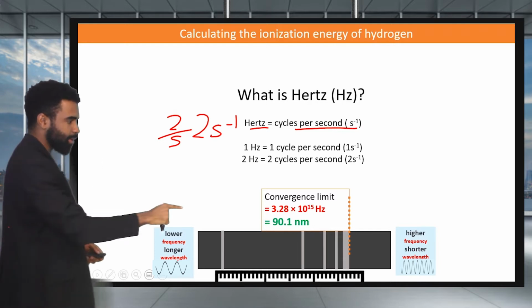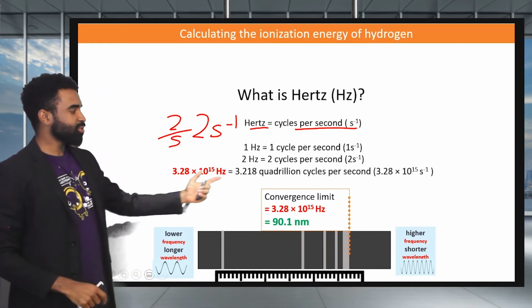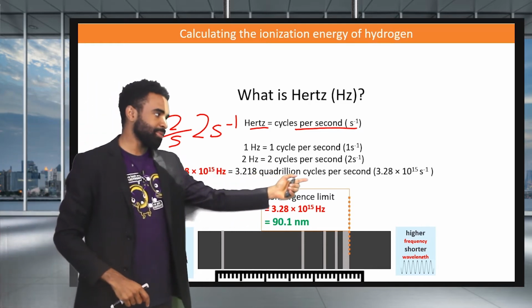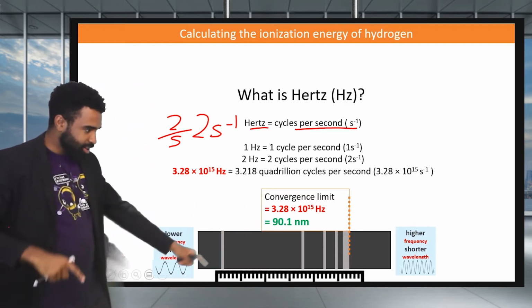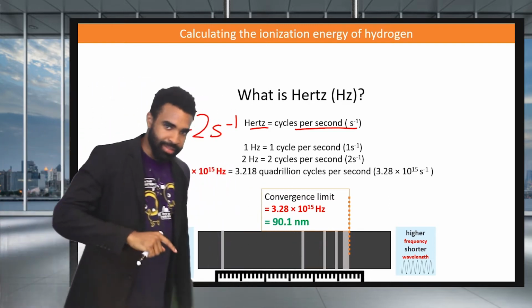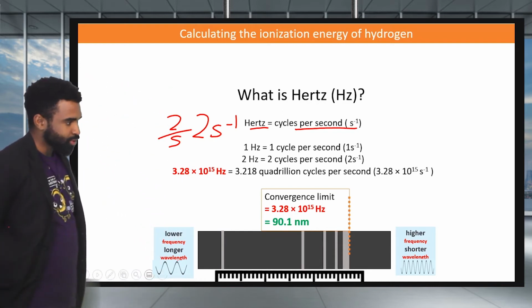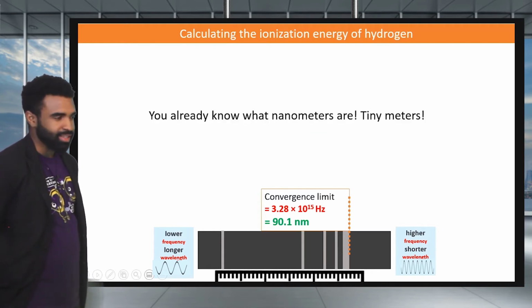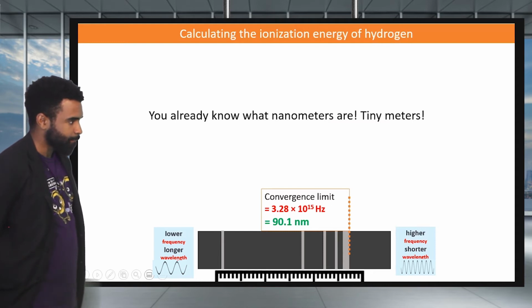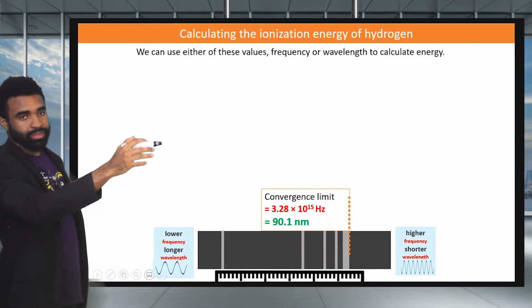Now, if I were slapping you at 3.28 times 10^15 hertz, that's equivalent to 3.2 quadrillion slaps per second. So you can imagine that the wave that corresponds to this convergence limit is cycling extremely quickly. So that is what hertz is. You already know what nanometers are, 10^-9 meters. So we can use now either of these values, the frequency or the wavelength, to calculate the energy.